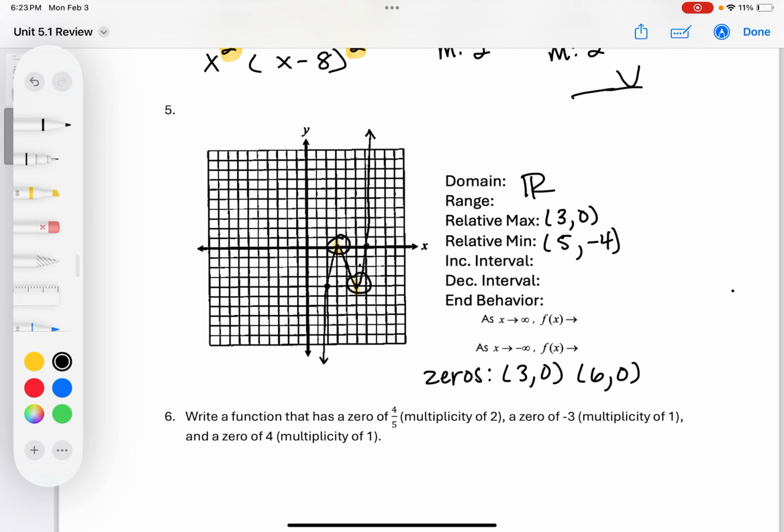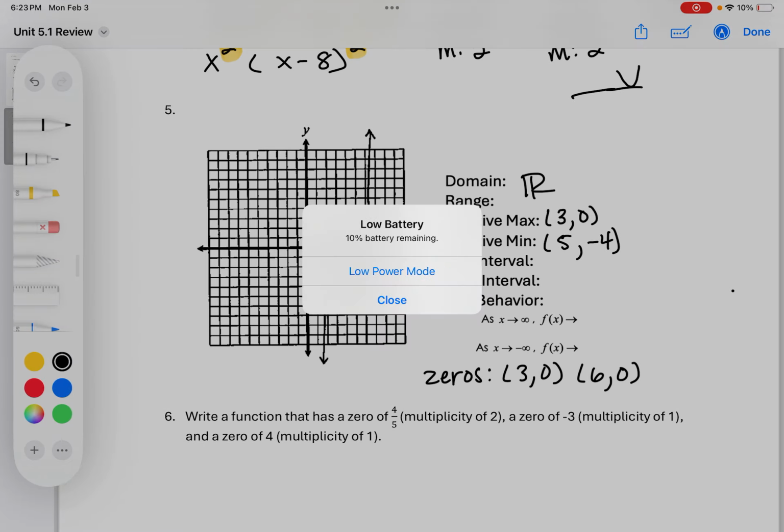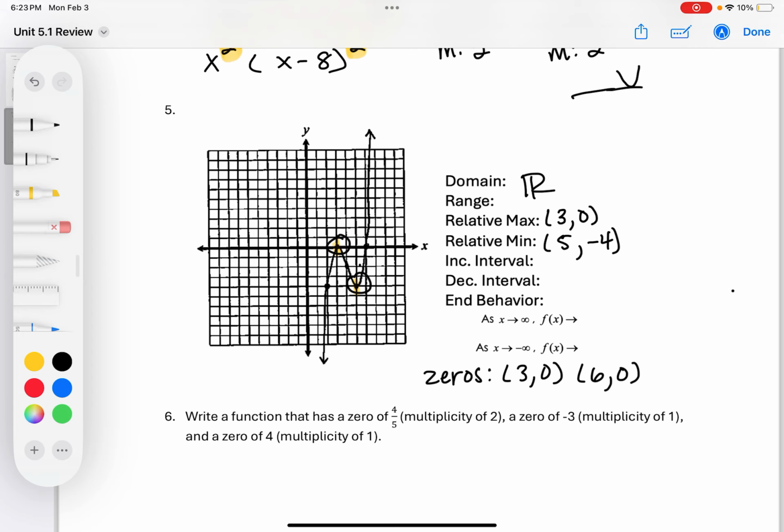Okay, let's do our increasing and decreasing intervals. So right here is what we care about. Increasing, green. This one is increasing right here and right here. It is decreasing right here.